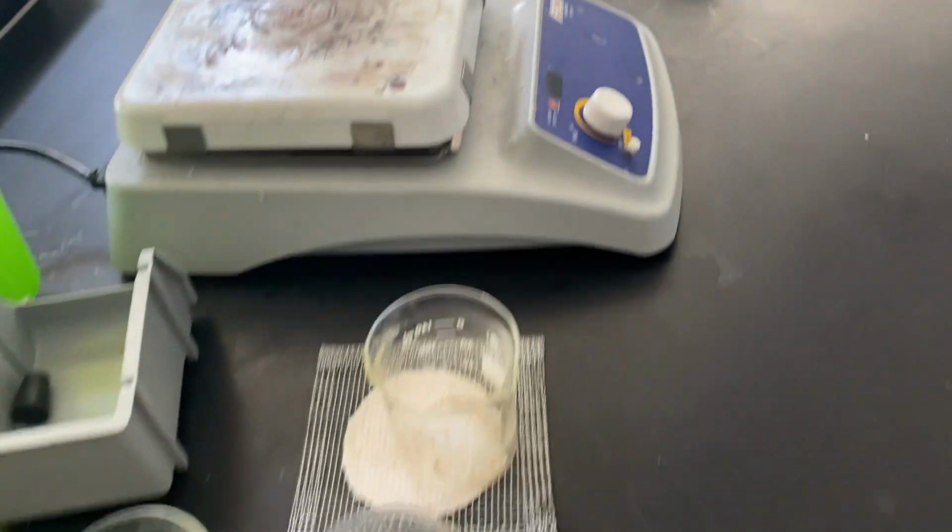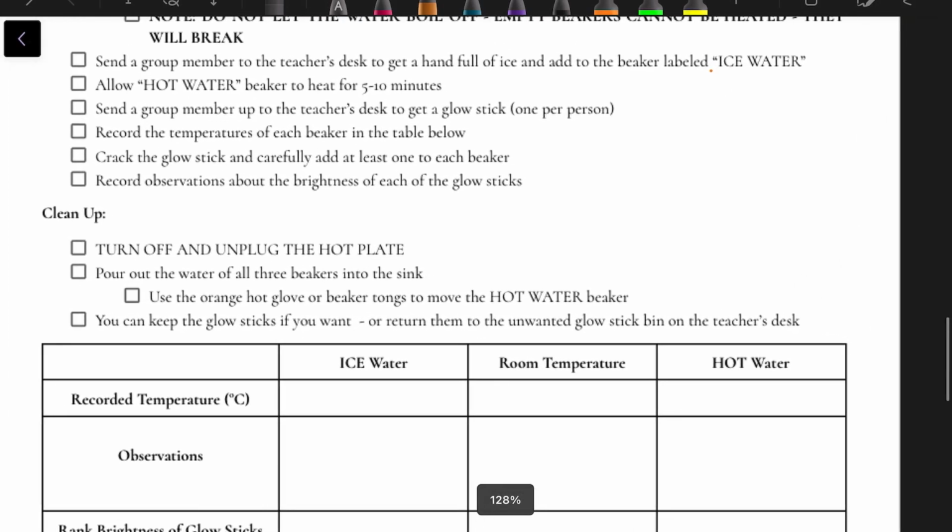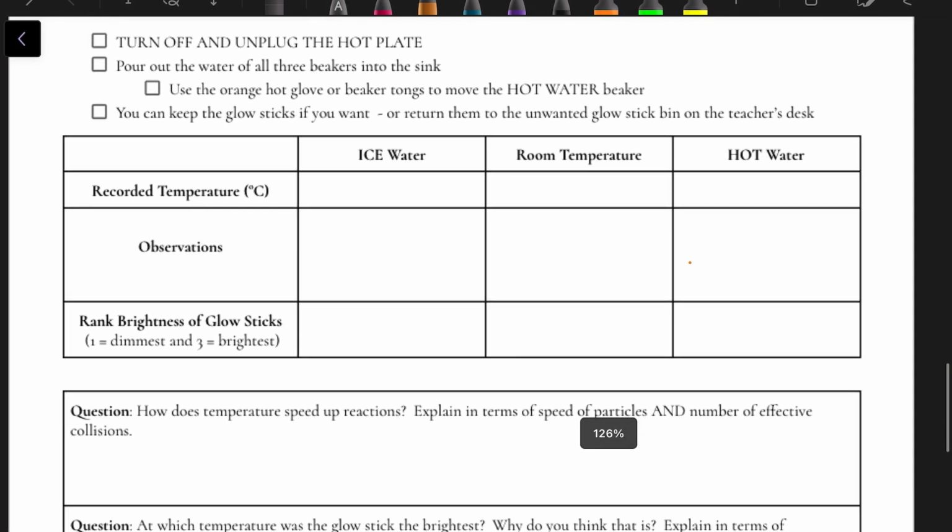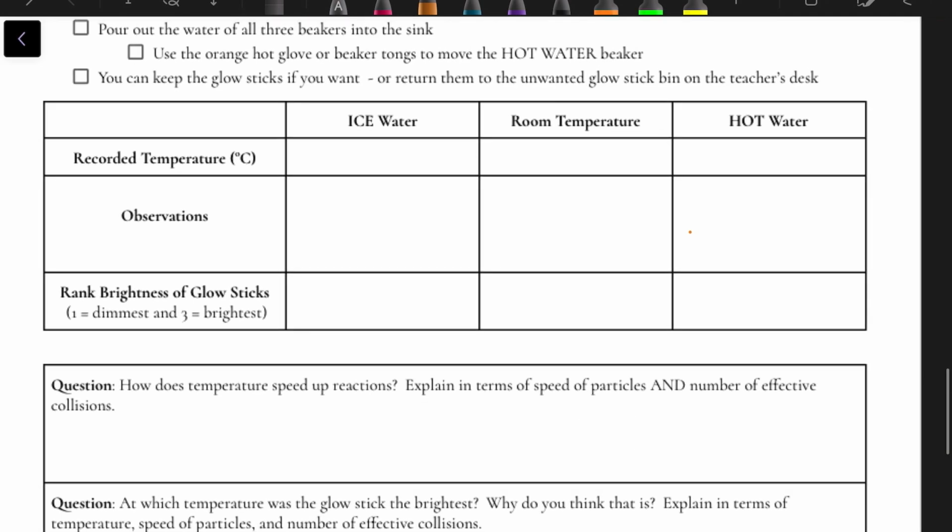Have fun. Once you are done and you've cleaned up, again, cleanup involves turning off and unplugging your hot plate, pouring all the water out of the beakers into the sink. Just make sure, again, you're using the orange hot glove or tongs to pour out the hot water because it will still be hot. If you want to keep your glow sticks, by all means keep them. If you want to return them, you can give them to the unwanted glow stick bin on your teacher's desk.